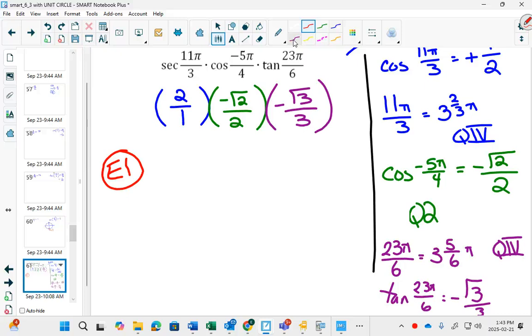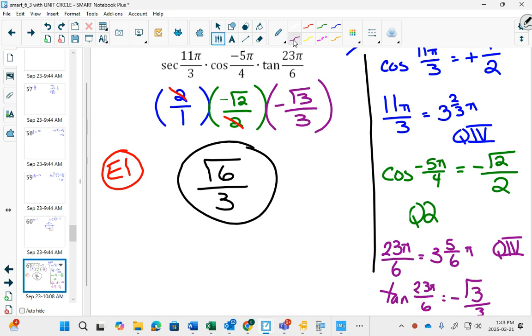So we still have to simplify this. I probably would cancel out these 2's. Negative times negative is going to be positive. Root 2 times root 3 is root 6. And you'll get root 6 over 3 in the end.